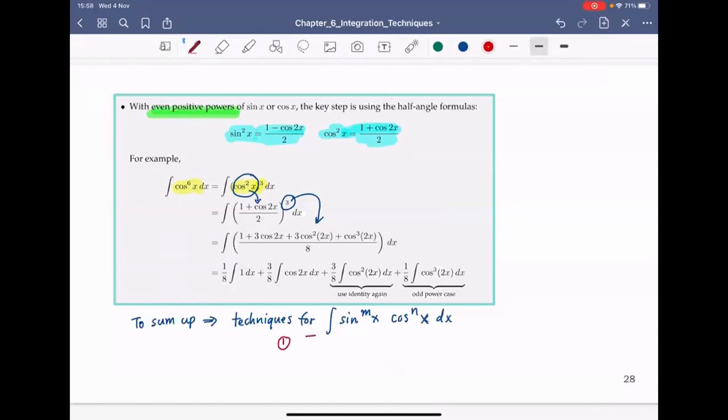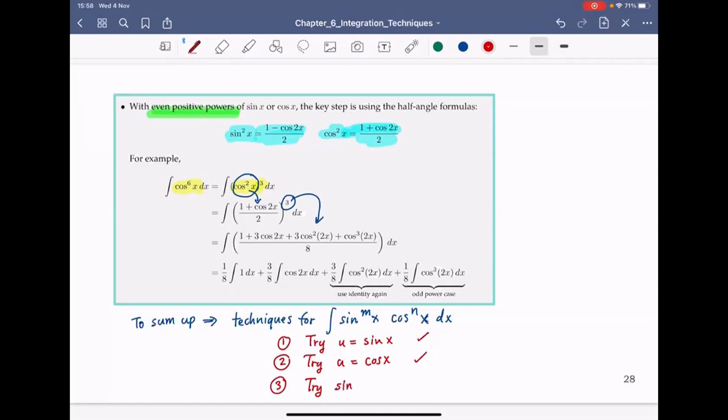First, let's try to pick u equal to sine x and hope something cancels. If it works, you're good to go. The second one, you can try to pick u equal to cosine x. If you pick u equal to cosine x and it works, you're done. Number 3, if you try the first one and the second one and both fail, what should we do? We're going to try using identities.